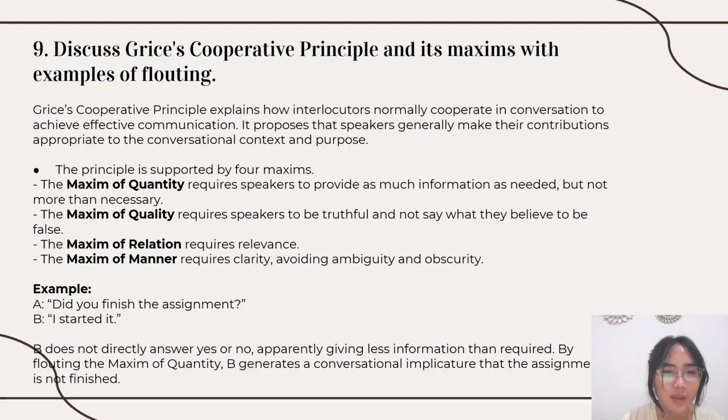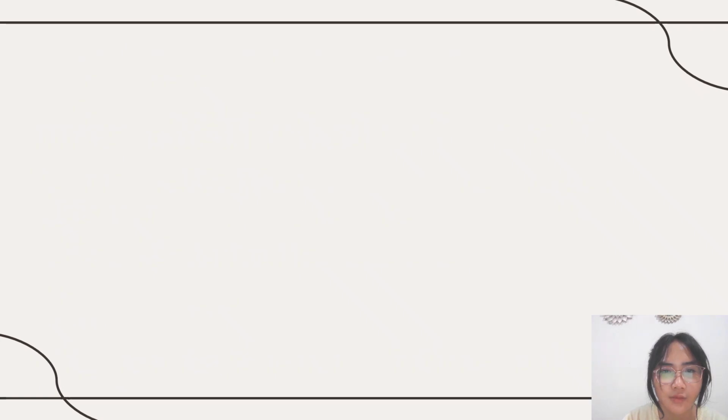An example, A: Did you finish the assignment? B: I started it. B does not directly answer yes or no, apparently giving less information than required. By flouting the maxim of quantity, B generates a conversational implicature that the assignment is not finished, but B has started to finish the assignment.